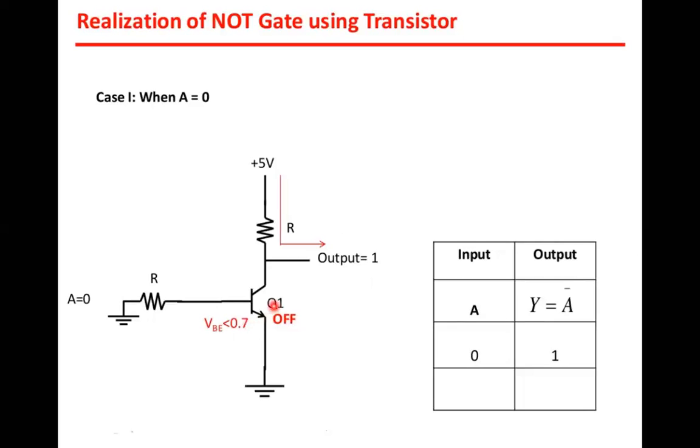And then because this is in the cutoff region, the output will be high, measured across this load resistor. So as there is no base voltage, the transistor is in the cutoff region. Previously we have studied the 3 regions.